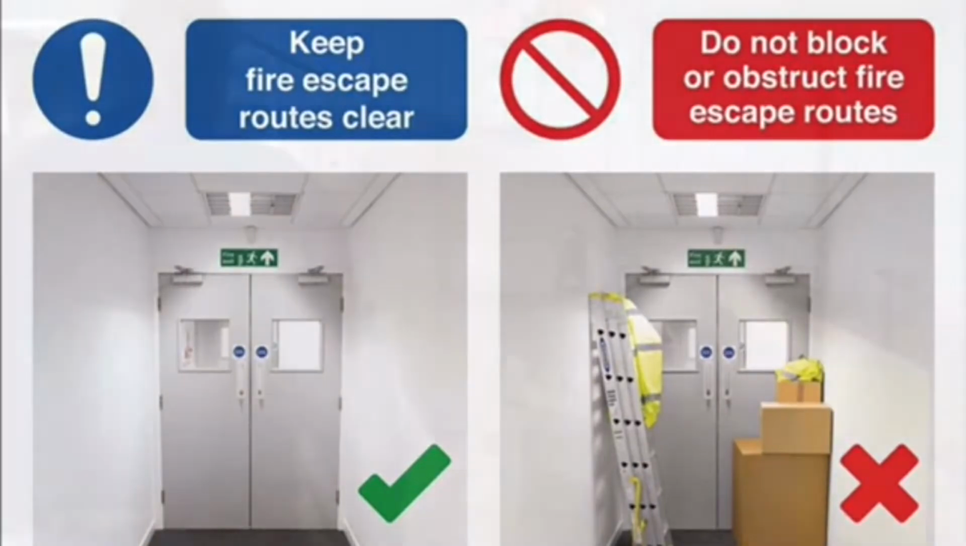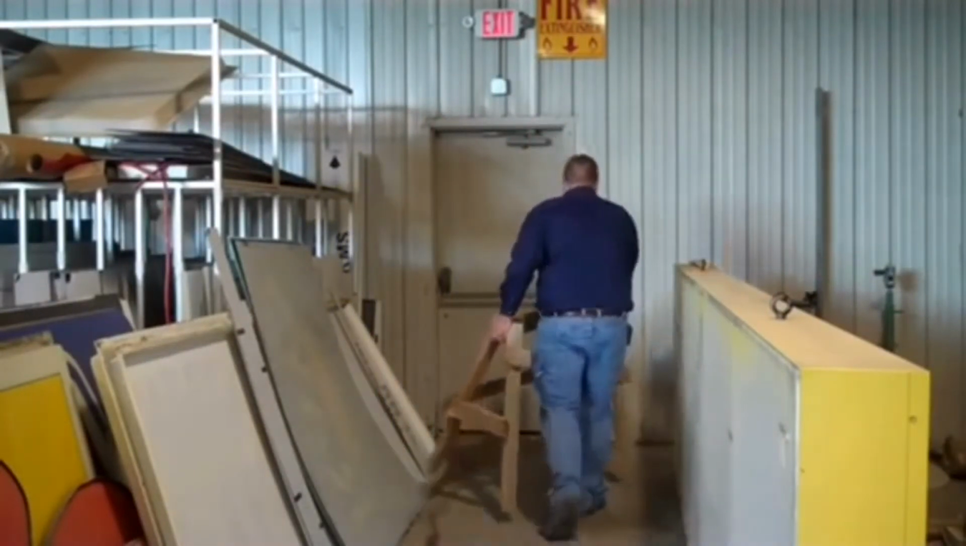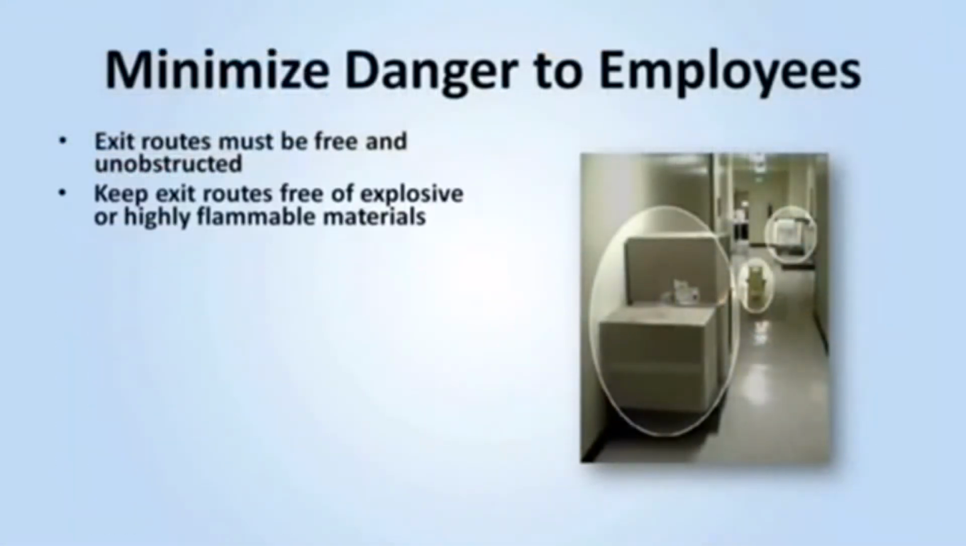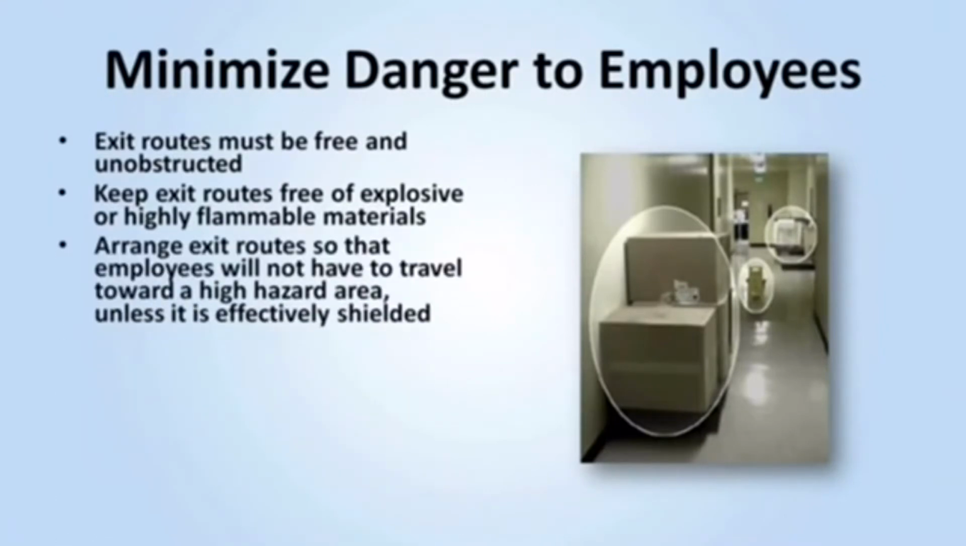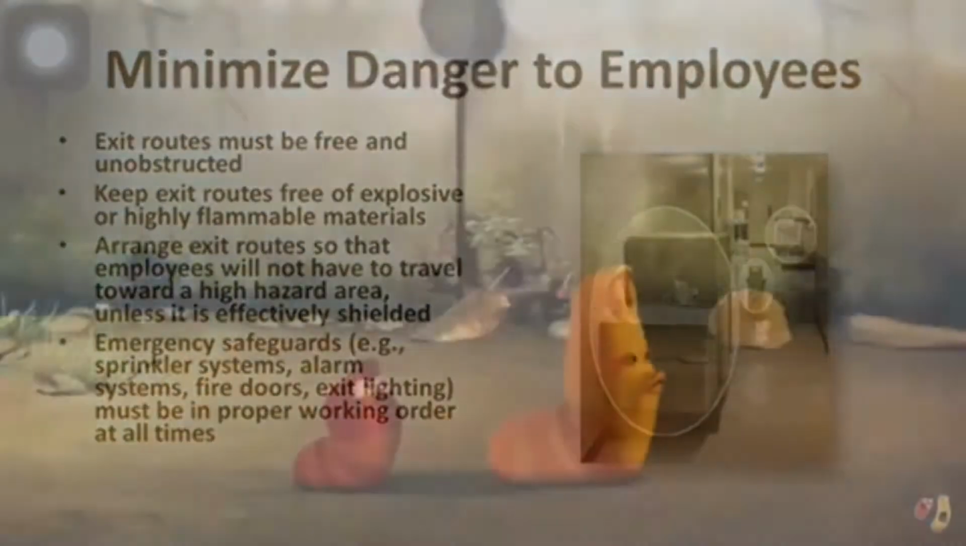Do not block or obstruct fire escape road. Remove all the objects that are blocking the exit. Keep exit road free of explosive or highly flammable materials. Arrange exit road so that employees will not have to travel toward a high hazard area unless it is effectively shielded. Emergency safeguards, for example sprinkler system, alarm system, fire doors, and exit lighting, must be in proper working order at all times.